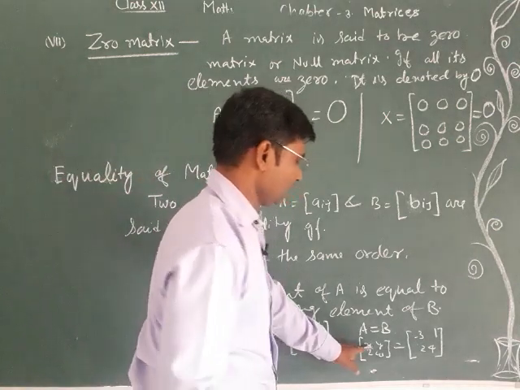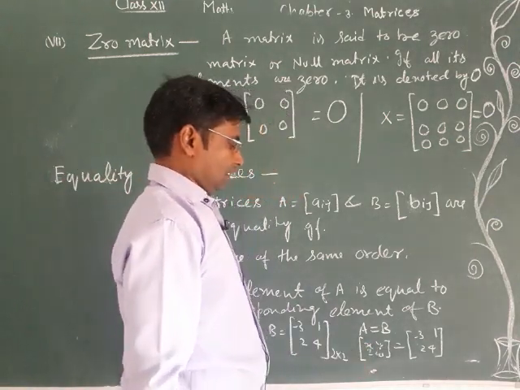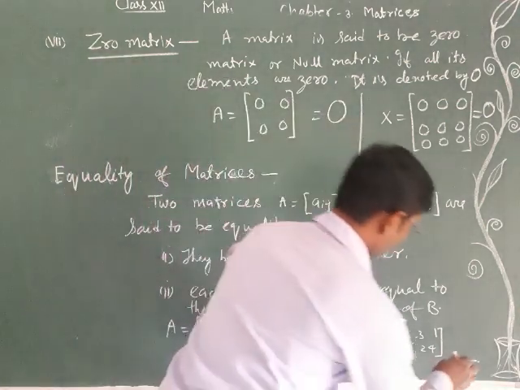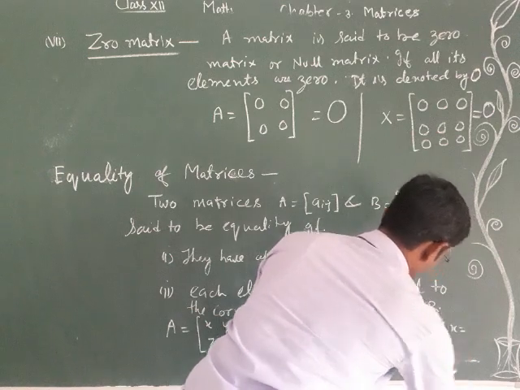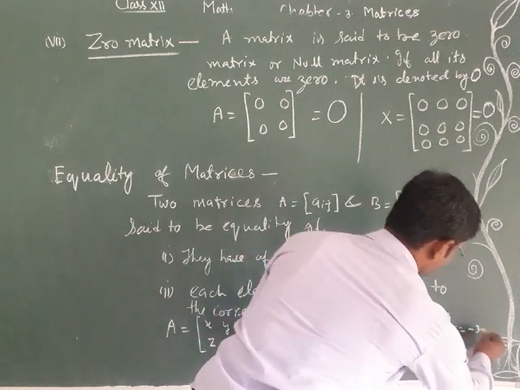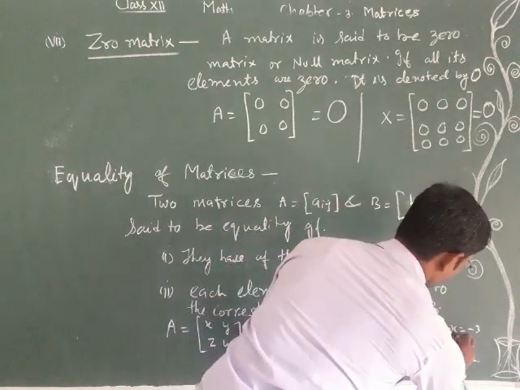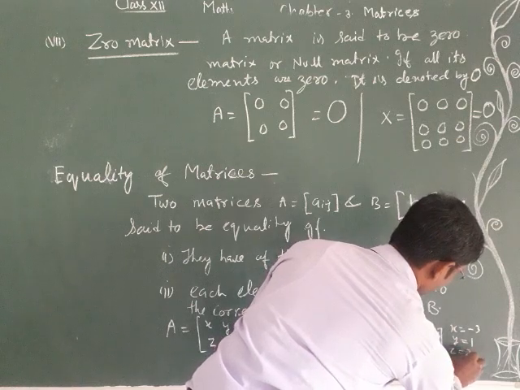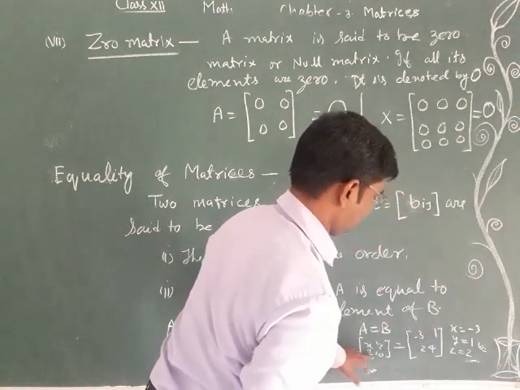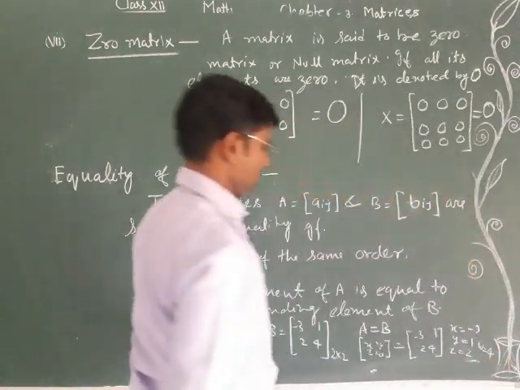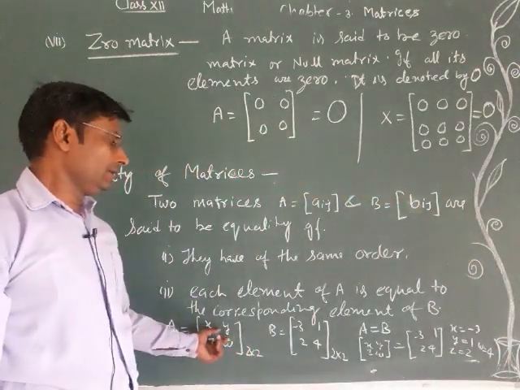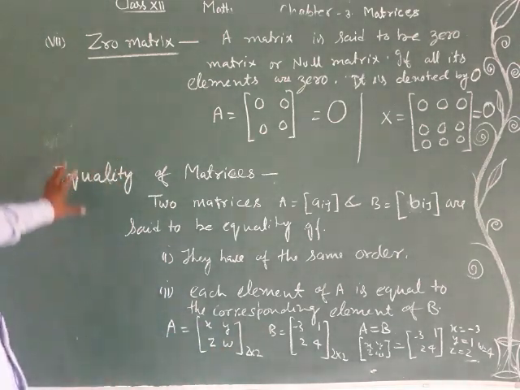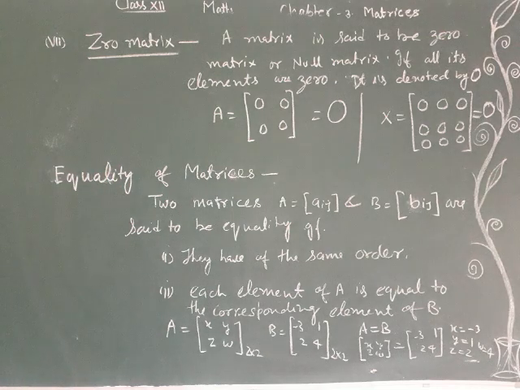Now find the values of X, Y, Z, W according to equality of matrices. The value of X corresponds to -3, Y corresponds to 1, Z corresponds to the element 2, and W corresponds to the element 4. So you can find all the unknown entries in a given matrix according to equality of matrices.